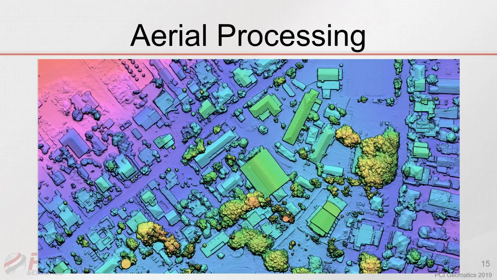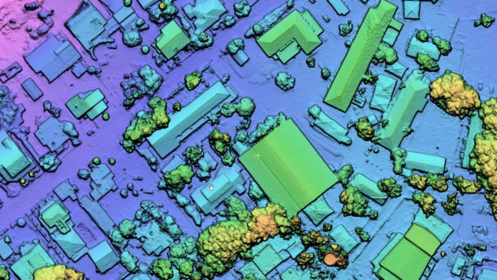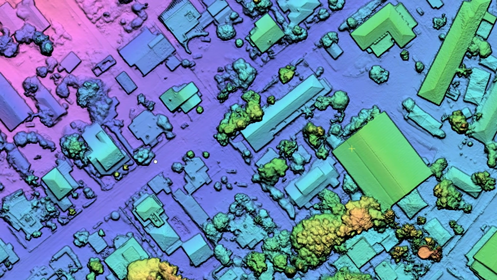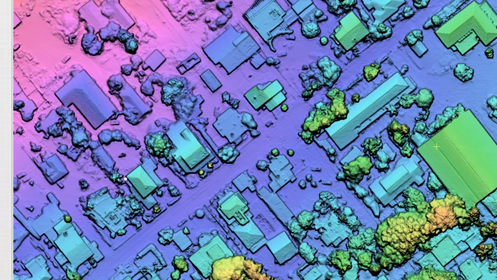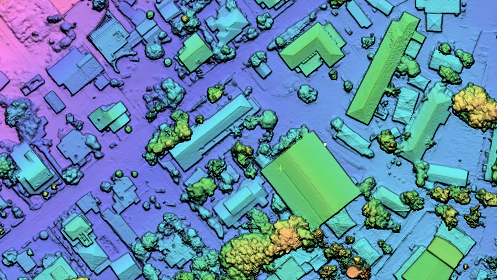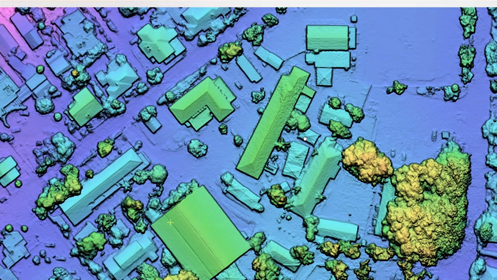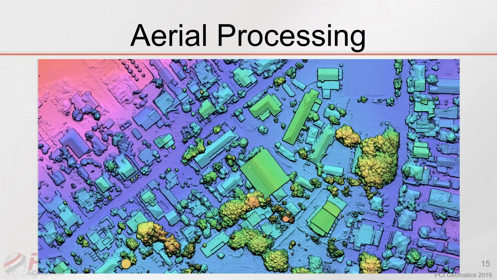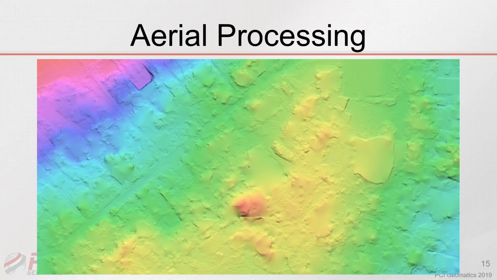This is an example of the DSM that's been extracted from this data set. You can see that the buildings are quite clean. The building edges are also very clean. And it's just in general a very, very nice looking product. This is the type of product that we're able to generate. I believe this is 4 centimeter ground sample distance in this particular instance. Jason will be showing you the actual data or part of the data.